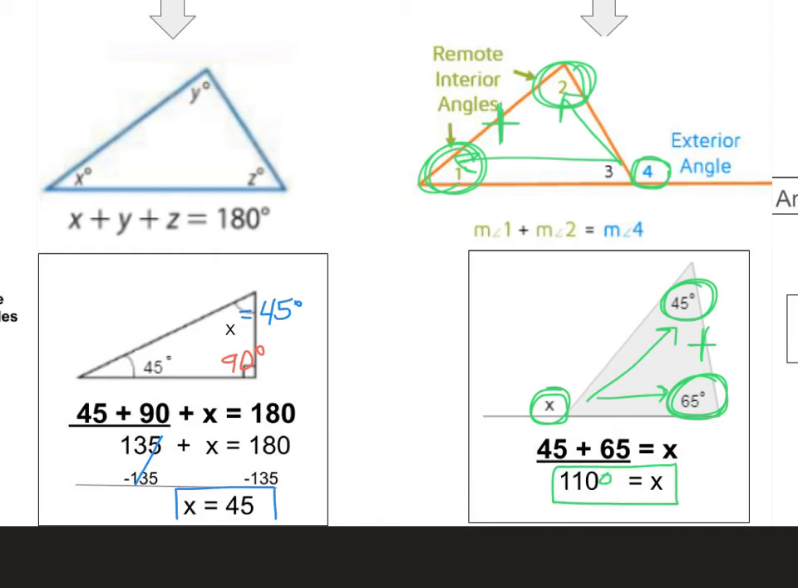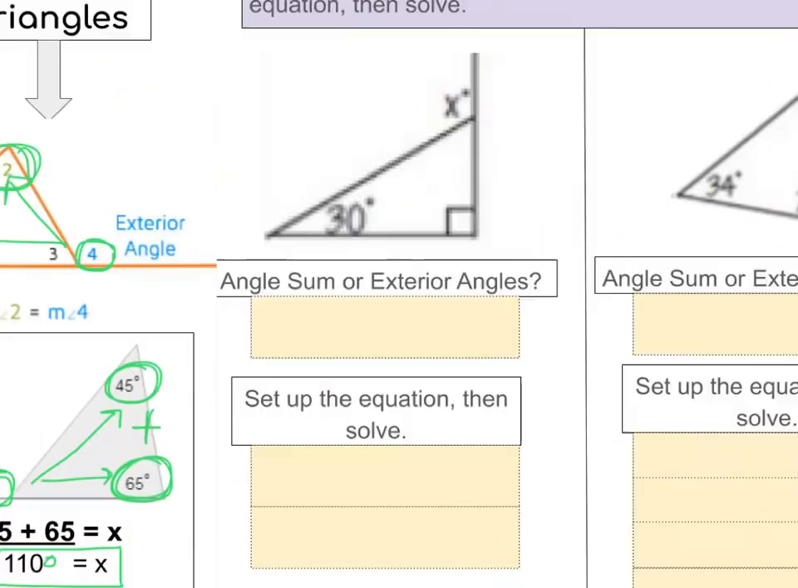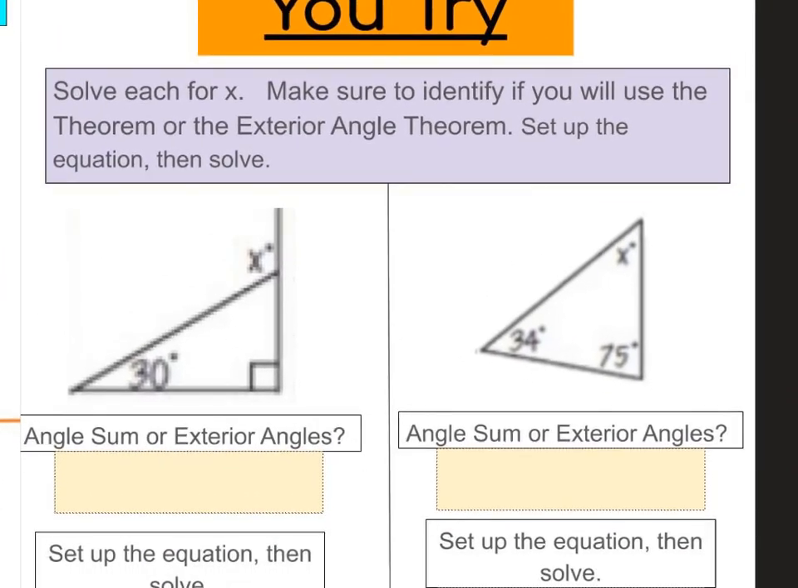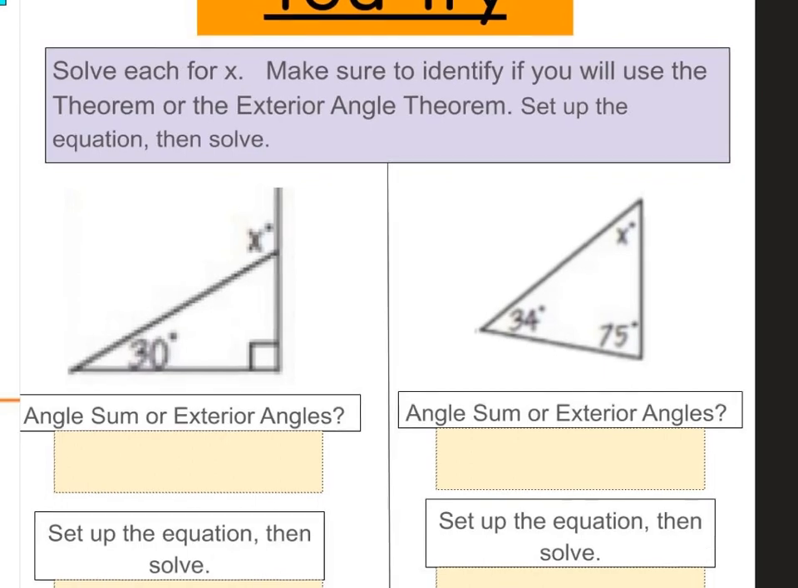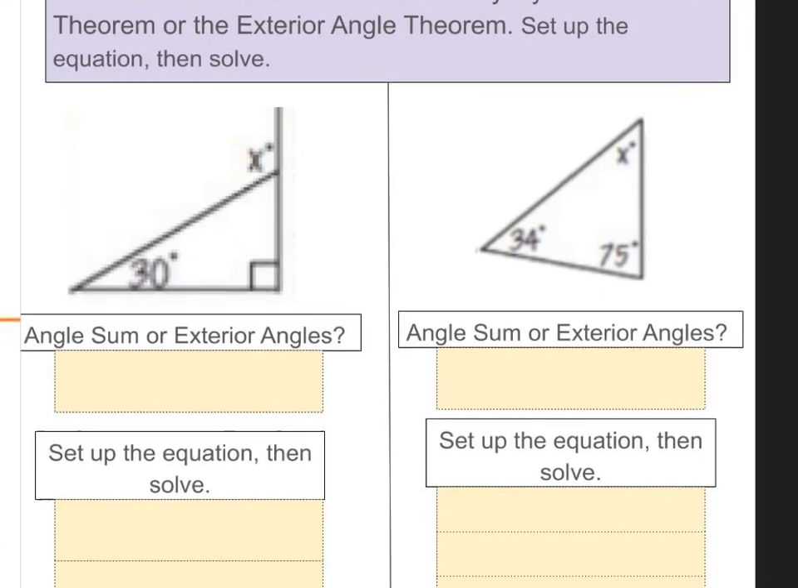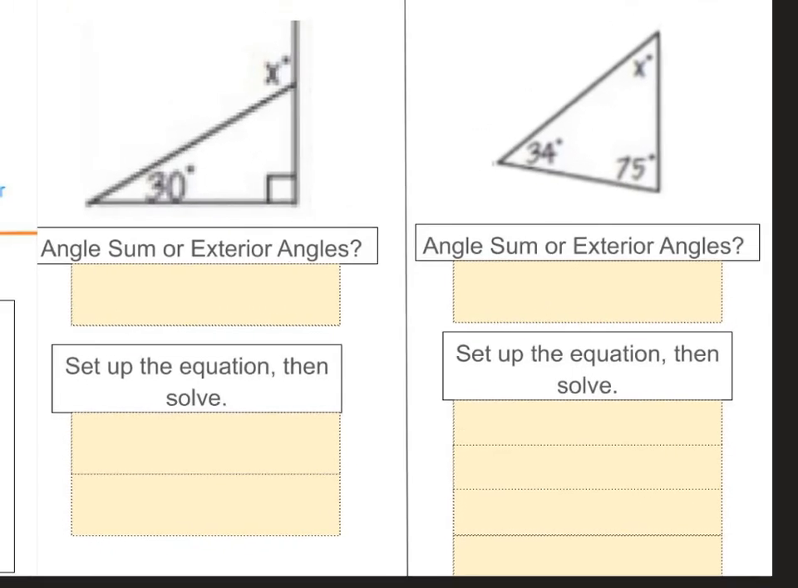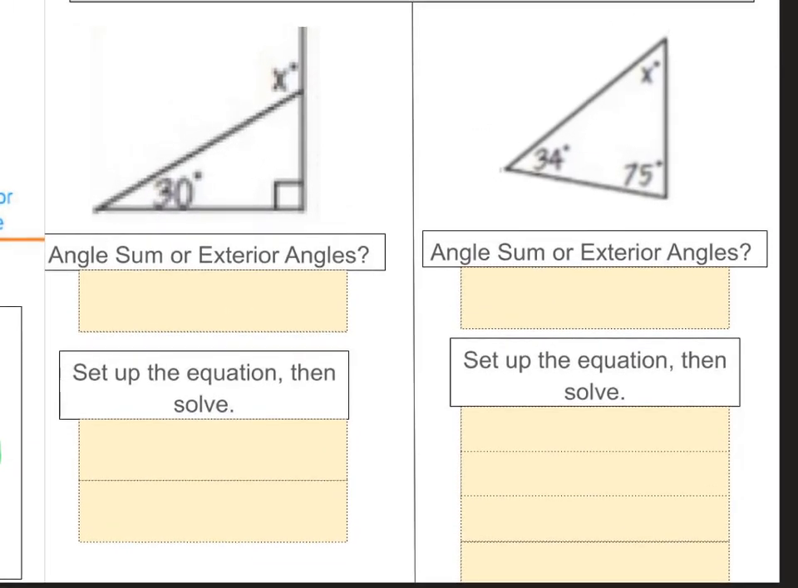Okay, so you will have these examples for you to try. It says solve for x. Make sure to identify if you will use the angle sum theorem or the exterior angle theorem. For the first one, you should hopefully realize that you're dealing with an exterior angle. So in here you would type in exterior is fine.